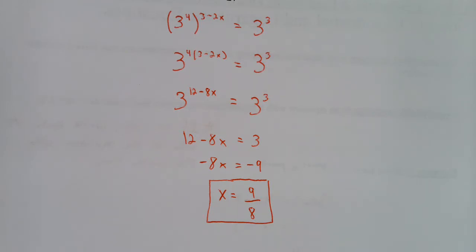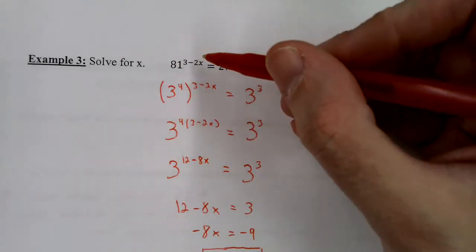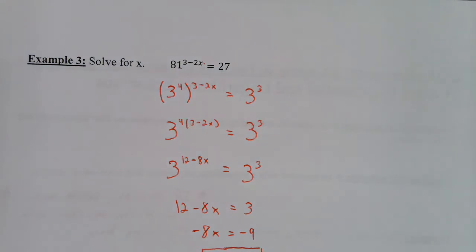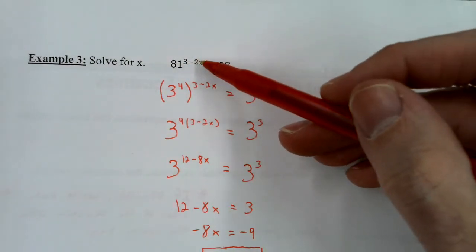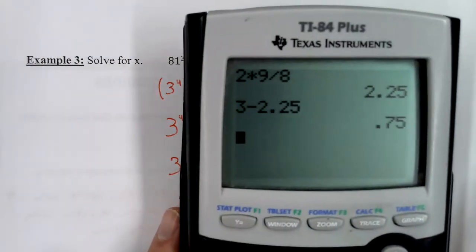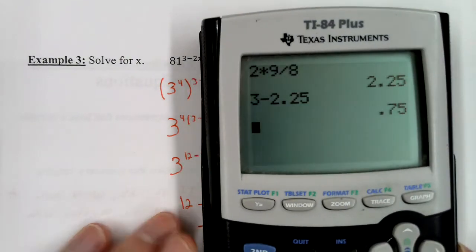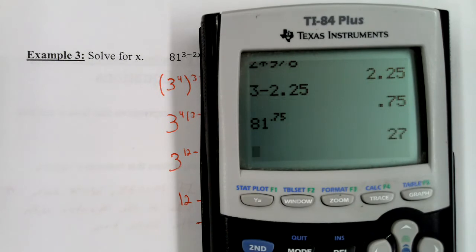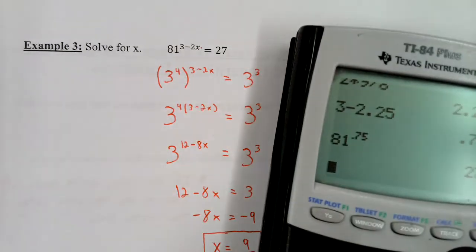Okay. This one's harder to check over, but if you want to take 9/8 and substitute it in for x in the original equation, you can check it over. Because what's 2 times 9 over 8? It is 2.25. If you do 3 minus 2.25, you get 0.75. And if you do 81 raised to the 0.75 power, you do in fact get 27, which you were supposed to get.